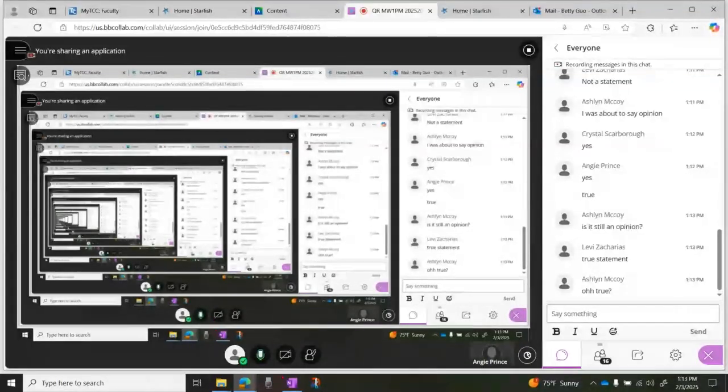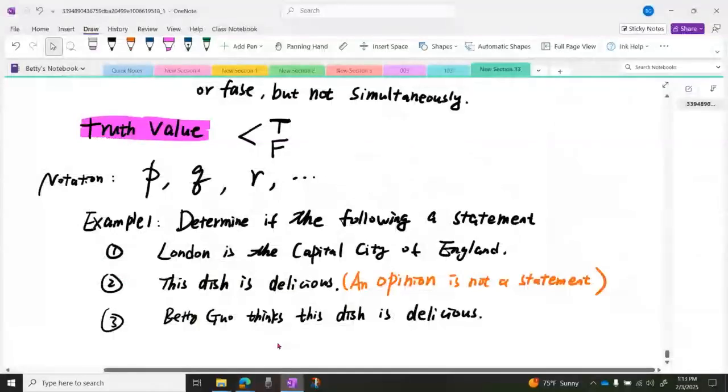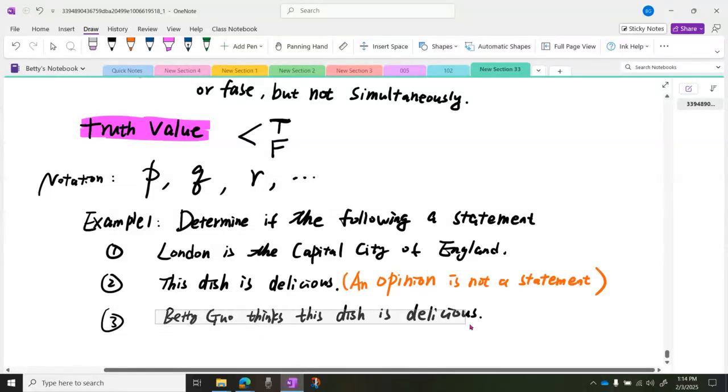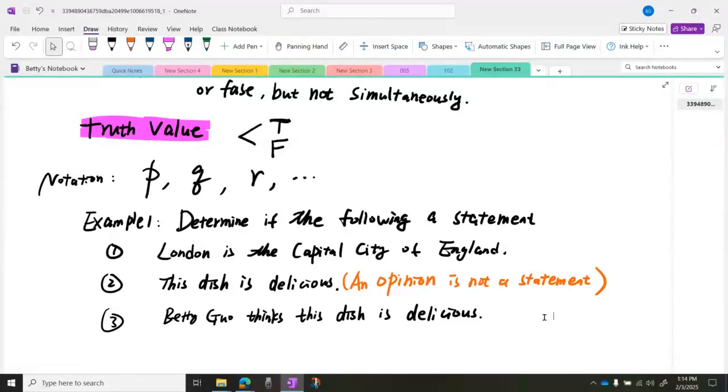No, it's not an opinion anymore. This is a statement. Because this sentence is either true or false. Either I think this dish is delicious, or I think this dish is not delicious. Right? Just to feel the difference between the second sentence and the third sentence. They're different. The second sentence is really just an opinion. But this one states something that is either a fact or a non-fact.